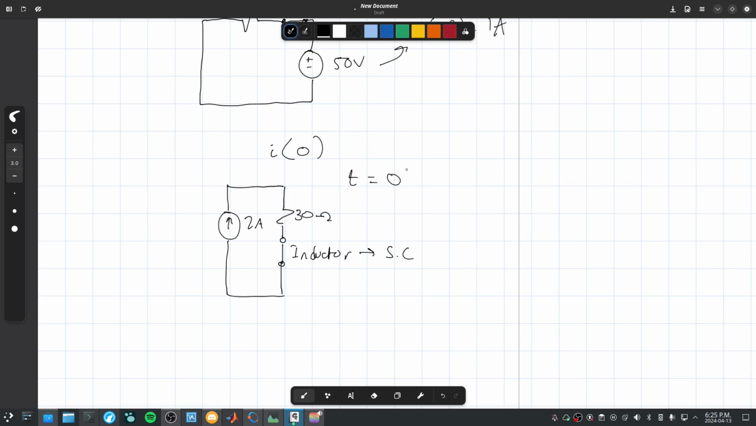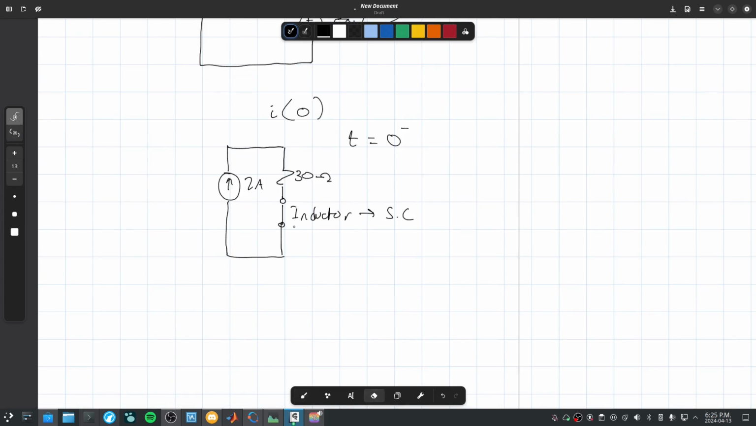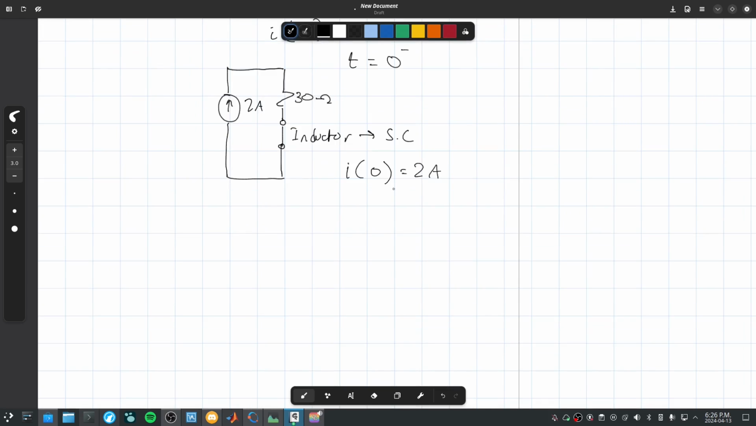So this is time equal to 0 from the left side. And we have the inductor here, which again has been closed for a very long time, so it is a short circuit once again. And once again, this is incredibly simple to achieve. Actually, it's right there. The current at 0 is 2 amps, because it's a current source. So this entire place has just 2 amps according to the current source. So we now have that I0 is equal to 2 amps, and we have that I infinity is 1 amp.